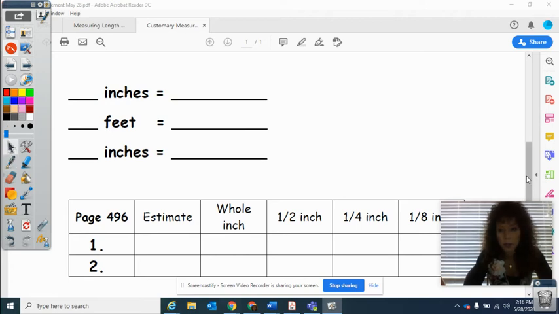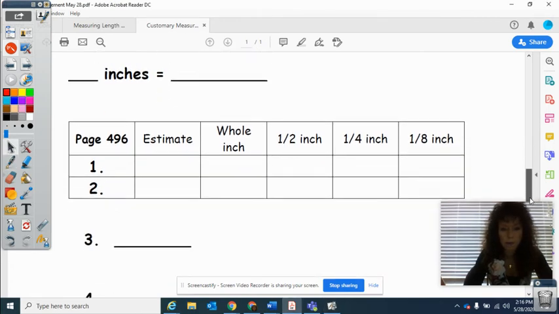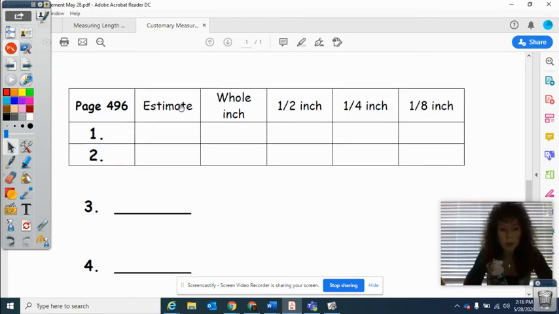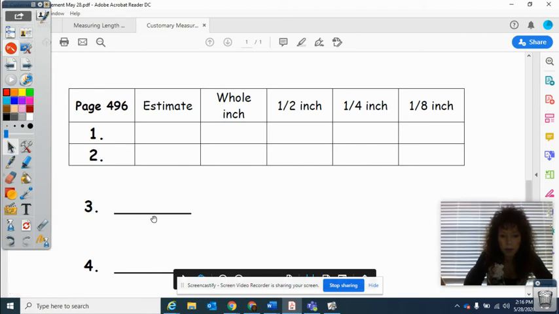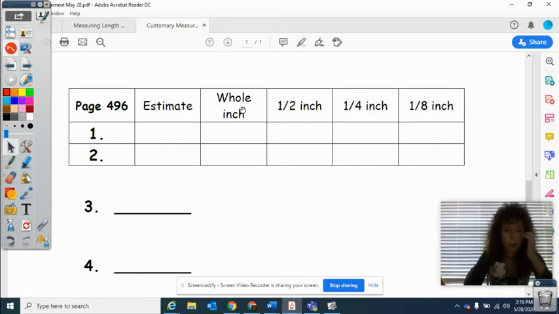And we're going to use this chart right here to complete the problems on page 496. So I'll show you what that means in just a second. The chart will be for 1 and 2, and then for 3 and 4, you're just going to write your answer. Okay, so on the chart, we're going to be estimating length, and then we're going to measure length to the whole inch. That means no fractions or decimals, the whole thing. 1 inch, 2 inch, 3 inch, the whole thing.